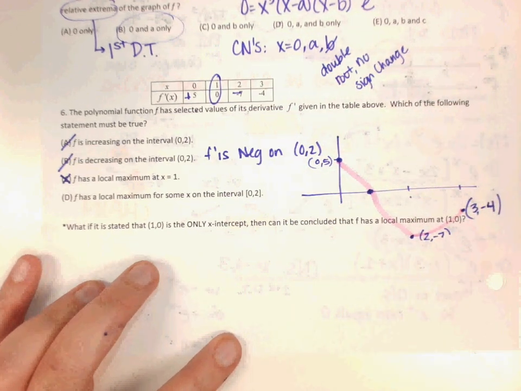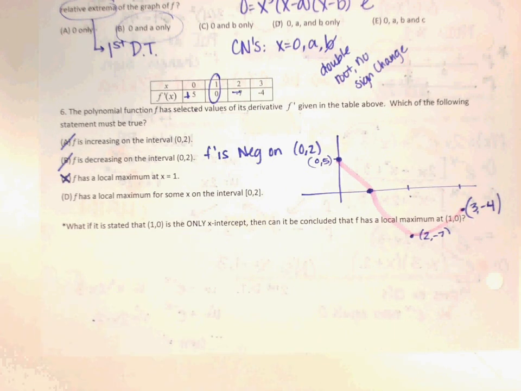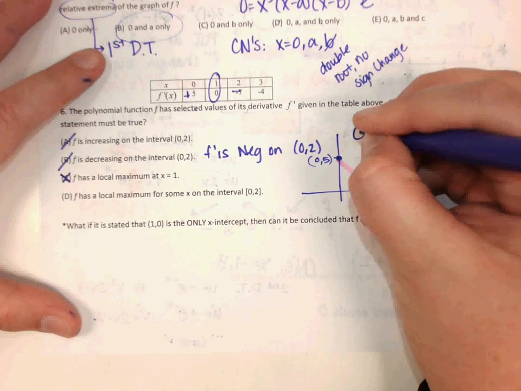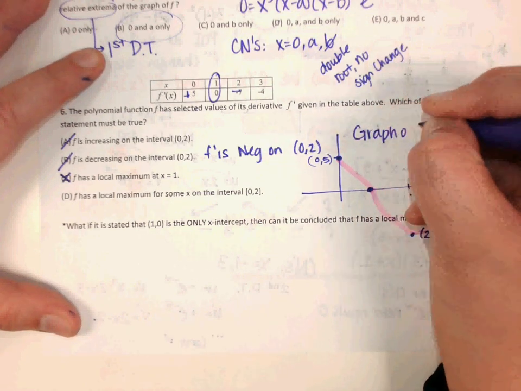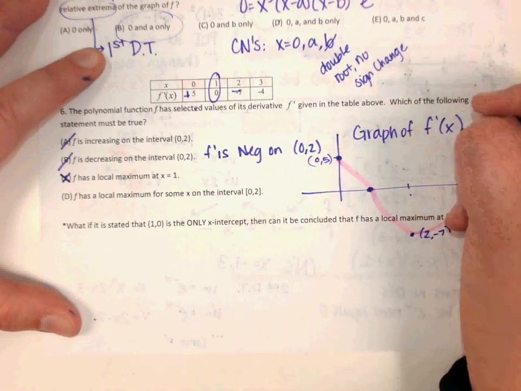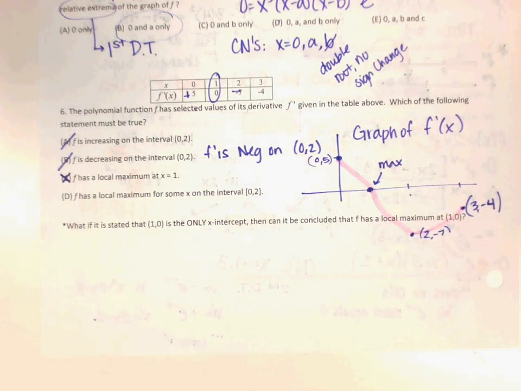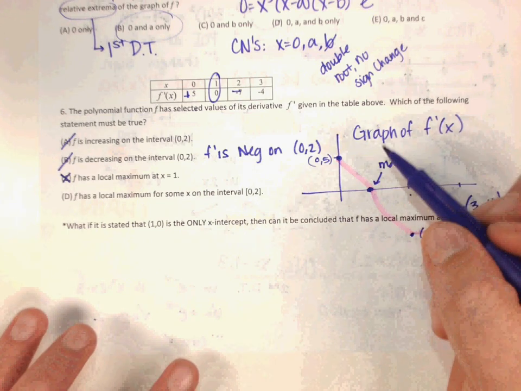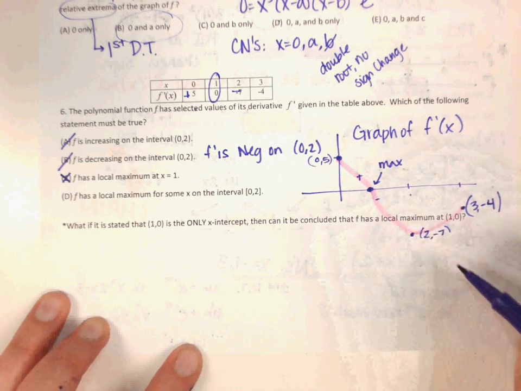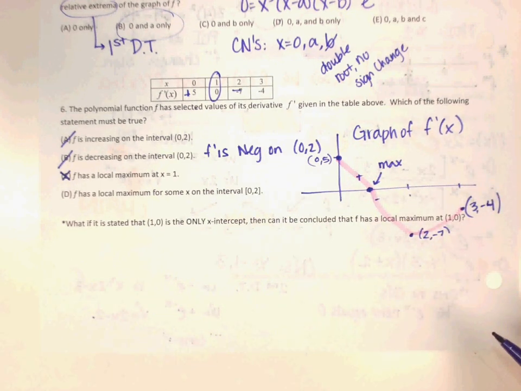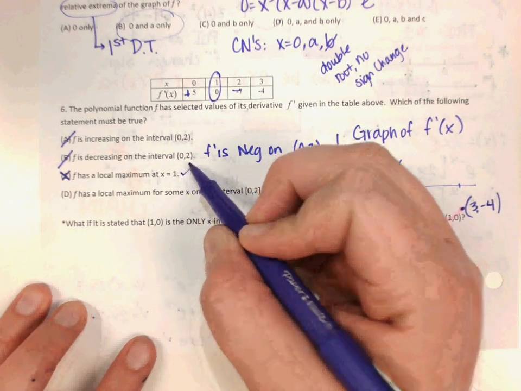If the pink graph were correct, keep in mind this is a graph of the derivative. So this is a graph of f prime of x. Would this be a max? Yes. Because remember we talked about in the graph of f prime, how does the sign change? Positive to negative. Is that consistent with a max? Okay, this graph would be true.